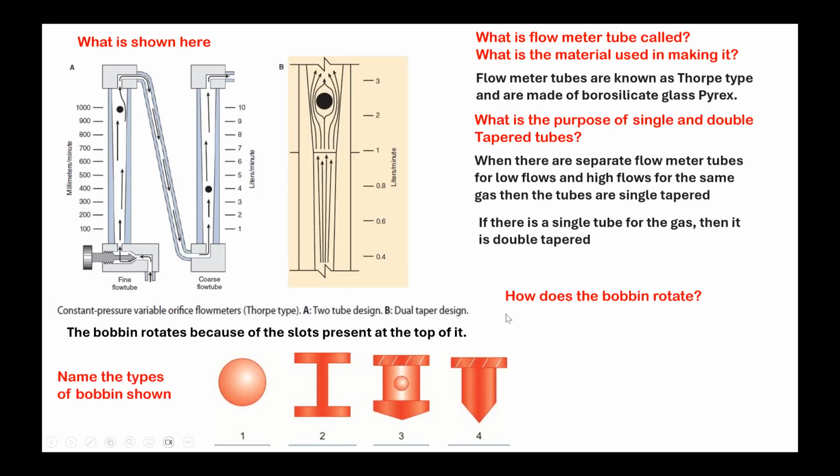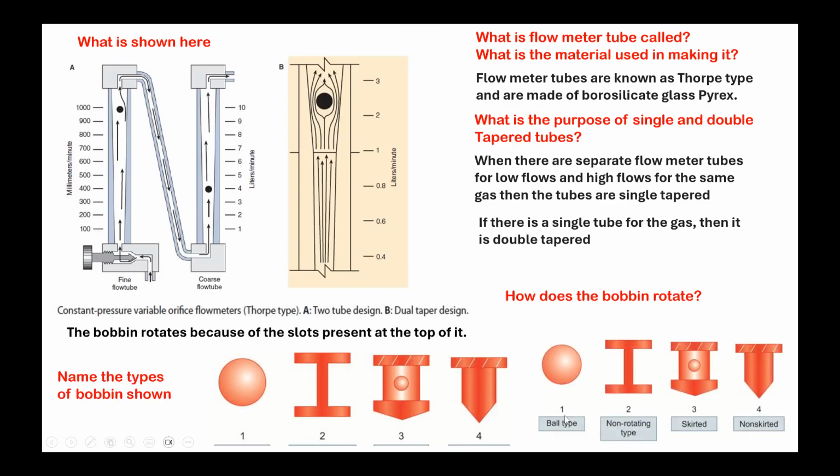So the bobbin names are, this is called the ball type. This is the non-rotating bobbin. This is the skirted. This groove is called the skirted and non-skirted. So all these four types, this is the common type that we will see, and there will be a dot for you to identify that it is rotating. What are the conditions that will prevent it from rotating?